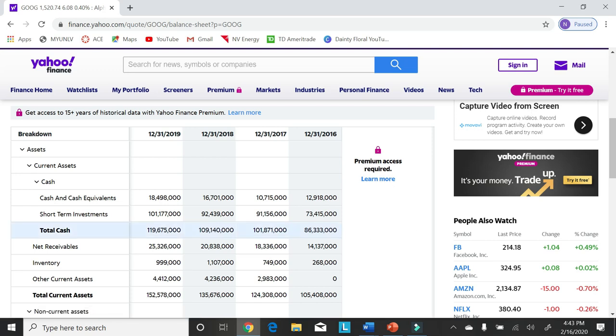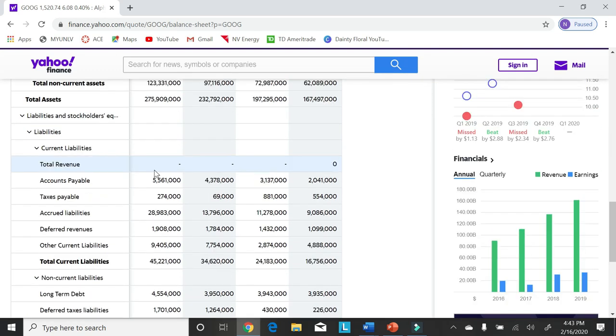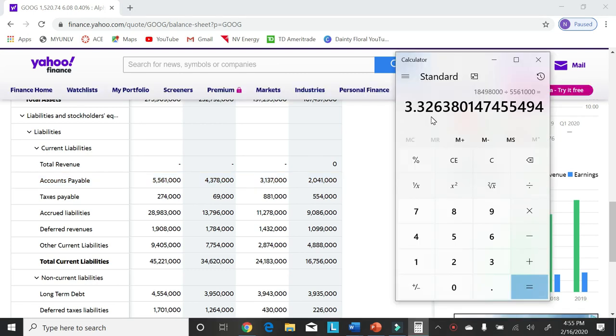When you look at Google's cash and cash equivalents, they have 18.5 billion, and then compare it to the next best thing, which is accounts payable of $5.5 billion. When you divide cash by accounts payable, it gives you a number, and the number is 3.3. What does this number mean? This number is pretty much saying that they can pay off their accounts payable 3 times over with the cash that they have on hand right now.